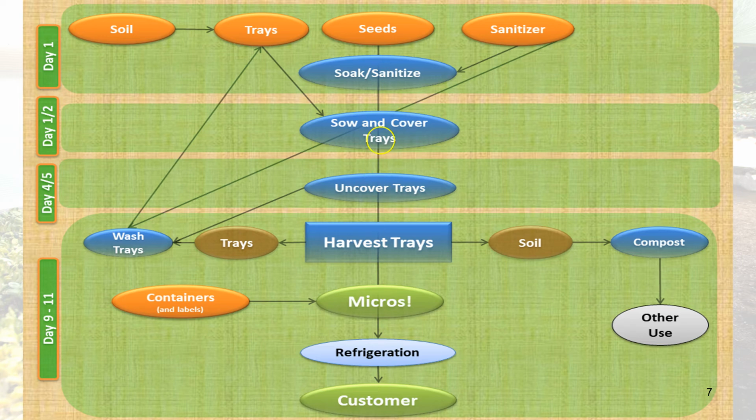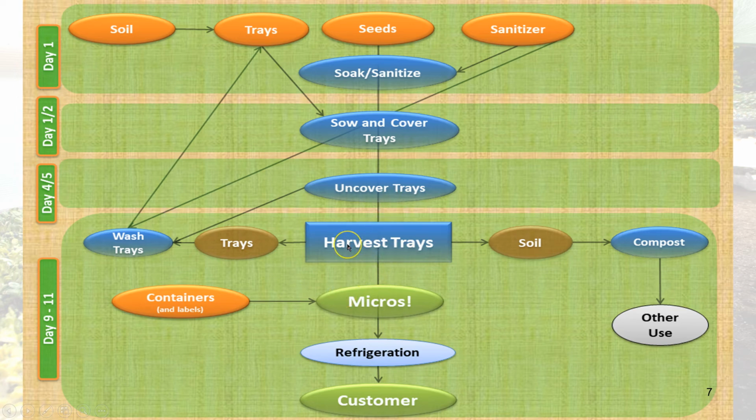After the process of germination is finished, we uncover those trays, and that's day 4 or 5, depending on the crop. And then day 9 to 11 is when we're looking at harvest. Harvesting is doing multiple things, where we start splitting up our components again. One is we're going to get our microgreens, which go into refrigeration, and then go to our customer. And as a part of that process, we're going to bring containers and labels into our system.